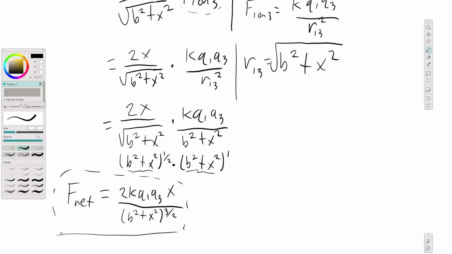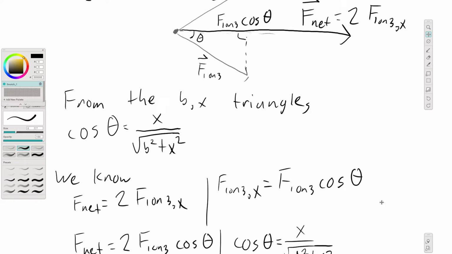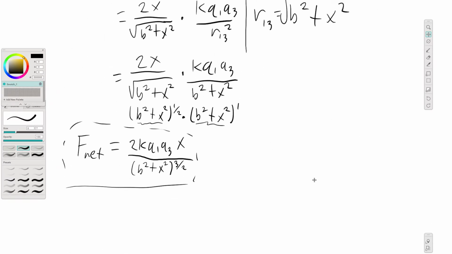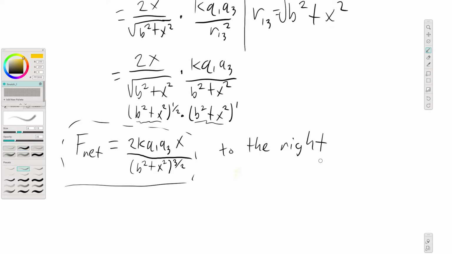Beautiful. And what direction is this force pointing? As we drew, it's pointing to the right, along the positive x direction. Give it some electrocution effects for beauty. Lovely. I've never seen physics this beautiful.